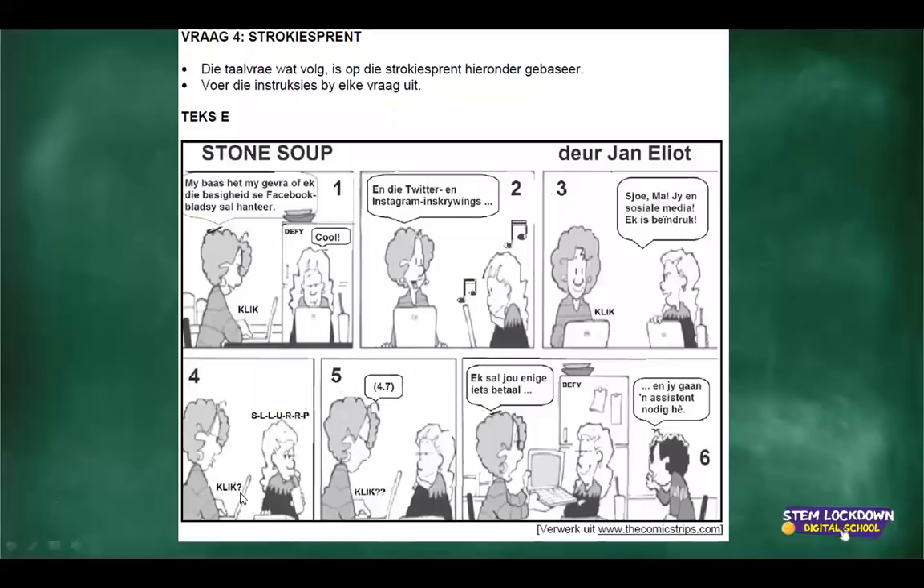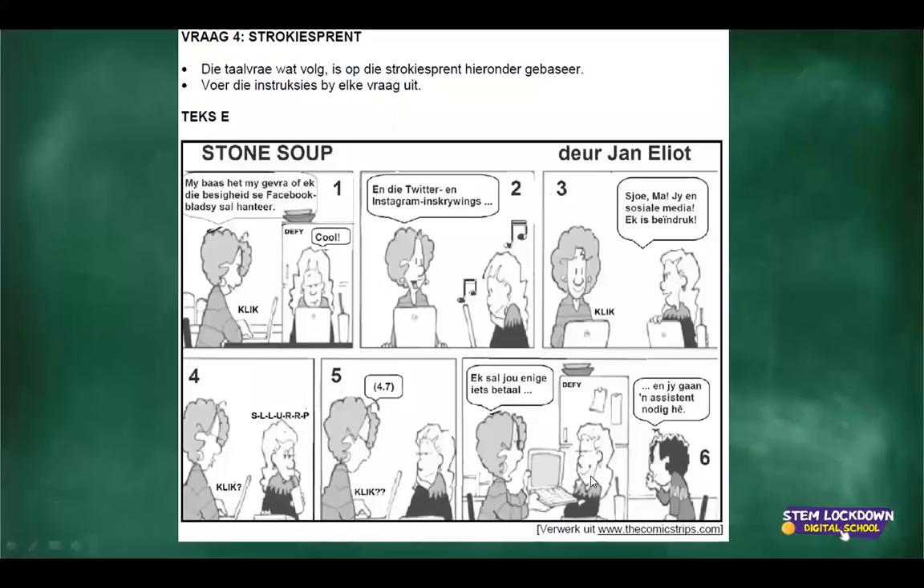Click, there's a question mark now. Oor, fit. Something might have gone wrong. Look at the girl, she's looking at a maverick. Slurp. Okay, so obviously she's drinking a cool drink. Mom via click, two question marks. Look at the mom's face now. Ek sal jou enige iets betaal. So obviously the mom is not coming right with the various social media accounts.